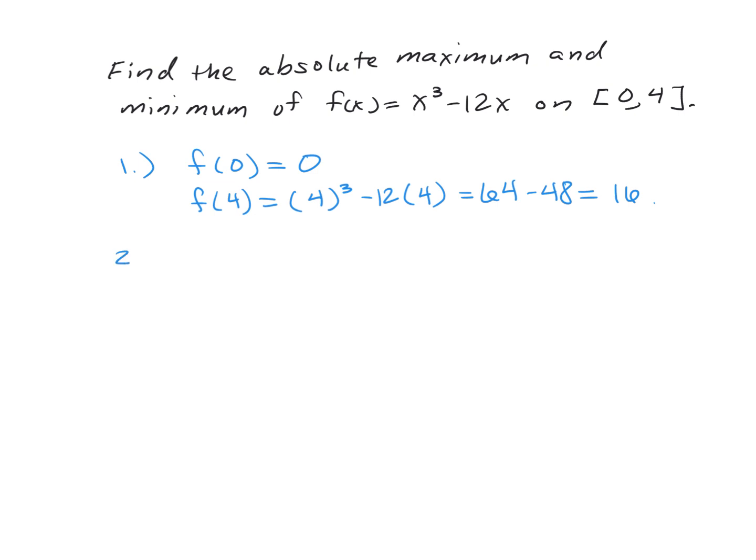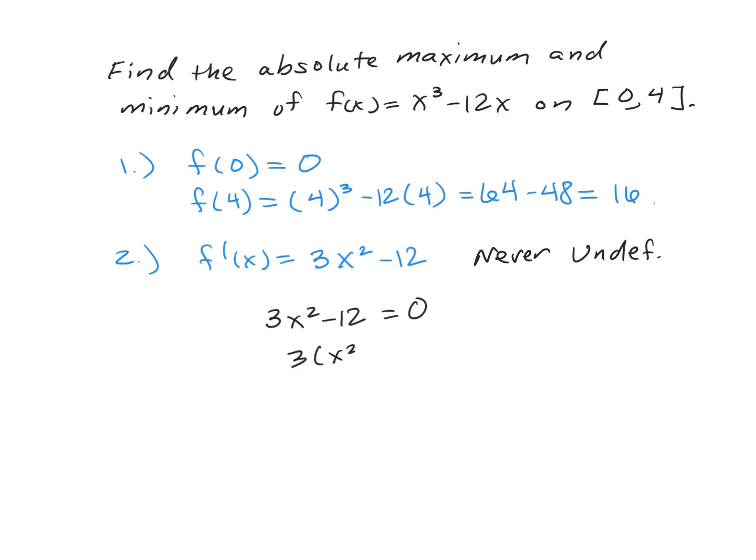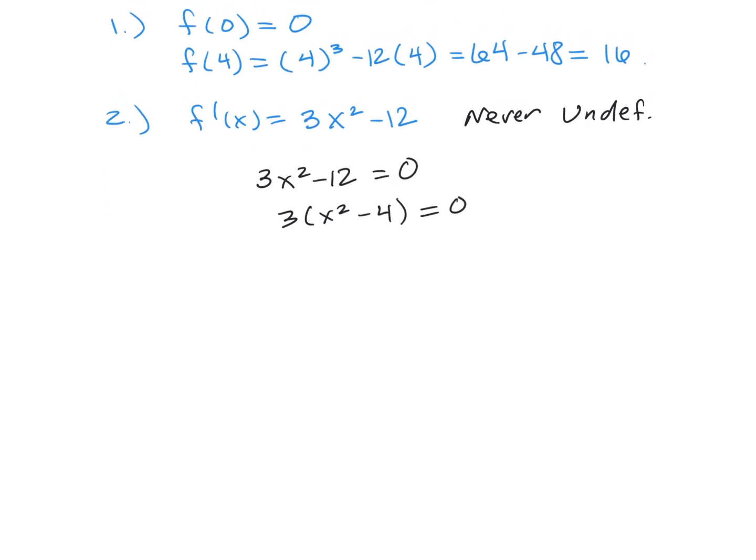The next thing we need to do is find our critical numbers, and that comes from the derivative. So f prime of x in this case is going to be 3 times x squared minus 12. This derivative is never undefined because it's a polynomial, but it can be equal to 0. And we're going to set it equal to 0 and solve for x. All right, so it's going to happen at two locations. We're going to have it happening at 2 and at negative 2.